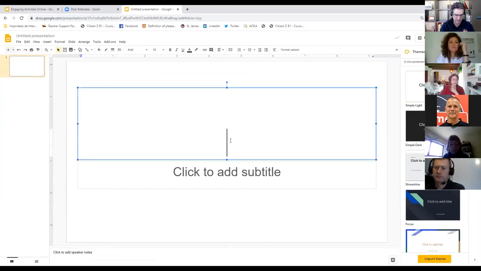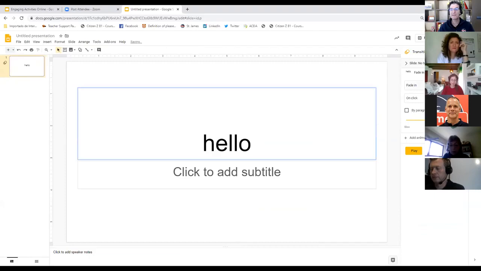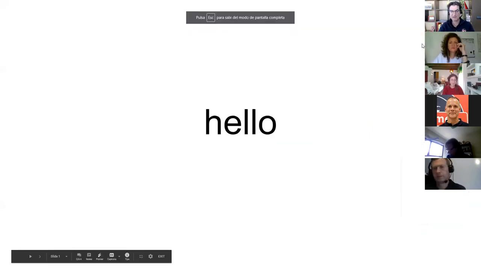Probably this is what you need to know, how to make things appear and disappear. You have this, you right click and you go to animate. And then it can fade in, or it flies in, or fade out, it disappears. So if it's like this, then when you click, it disappears.